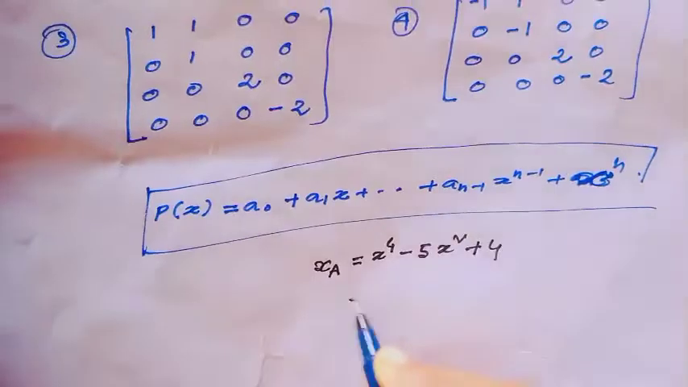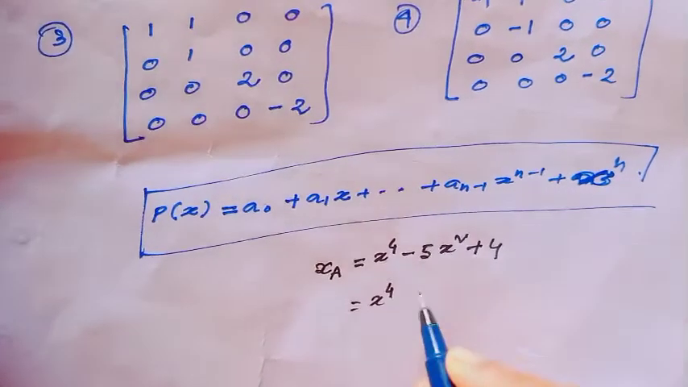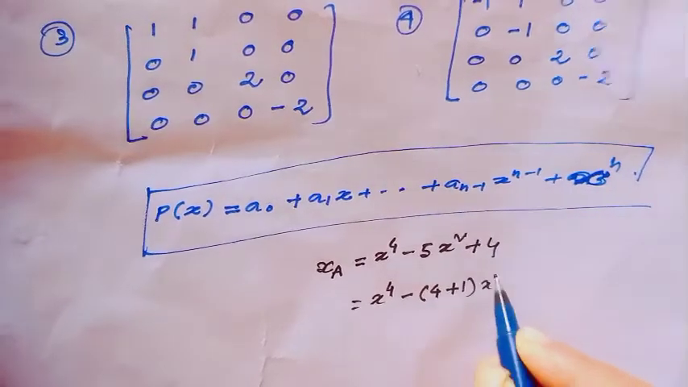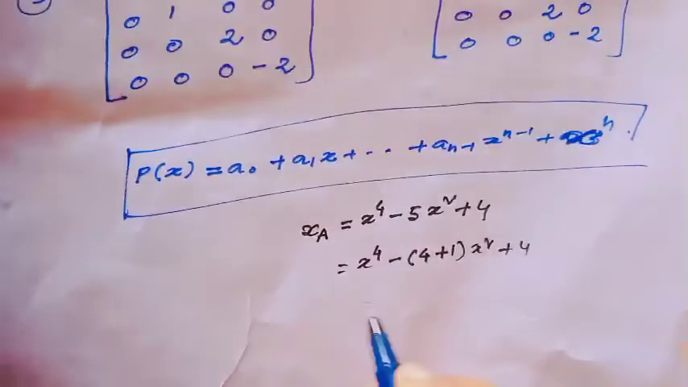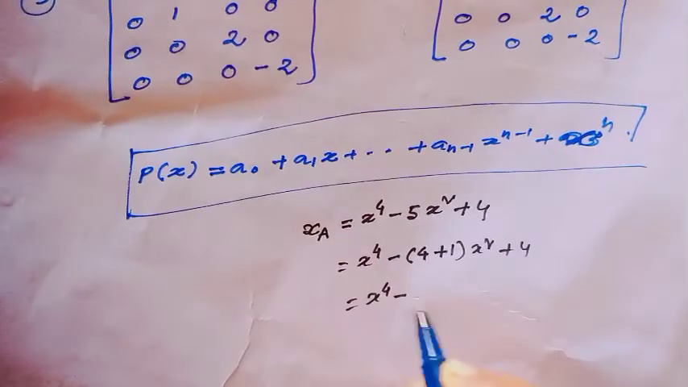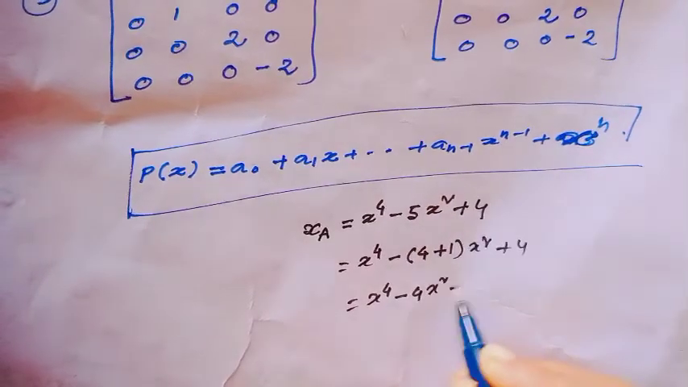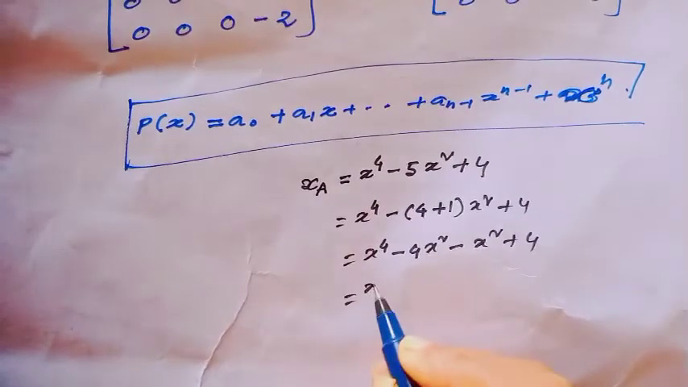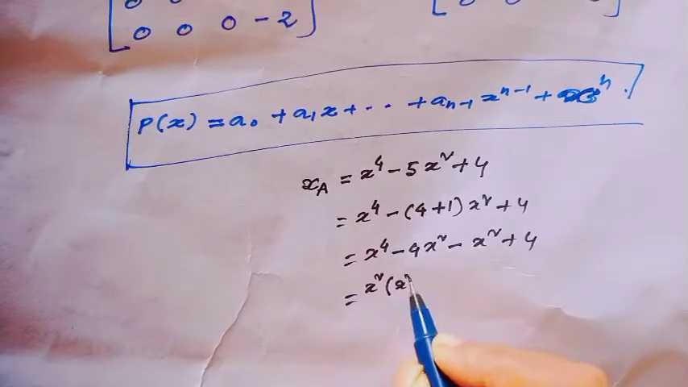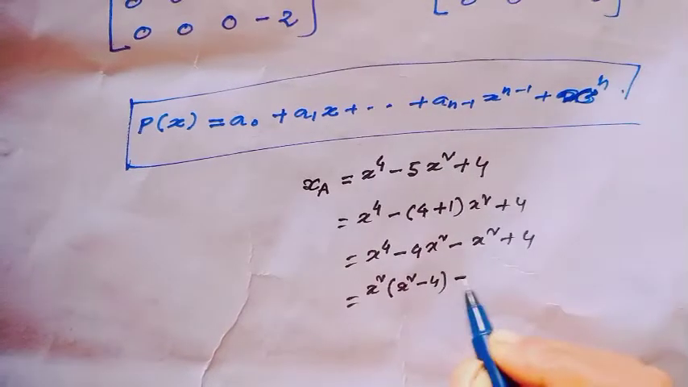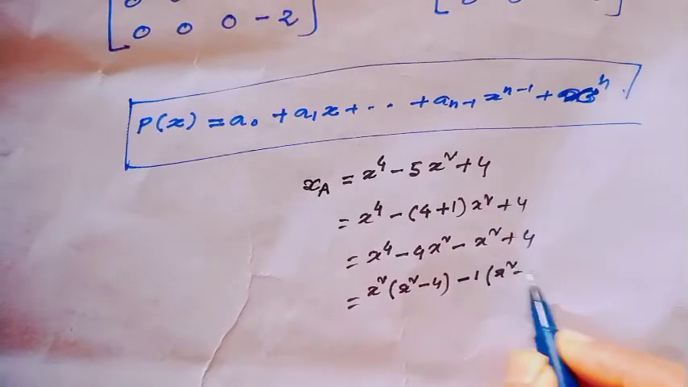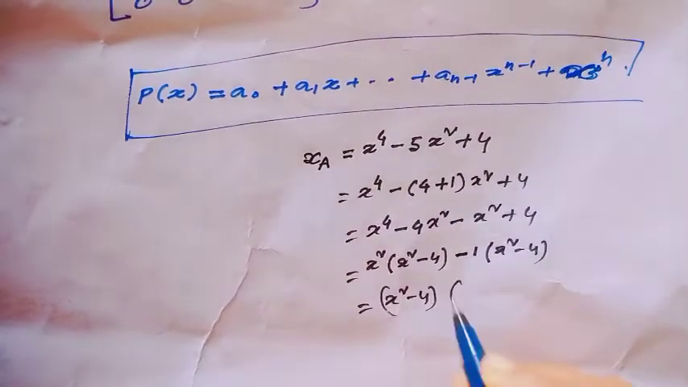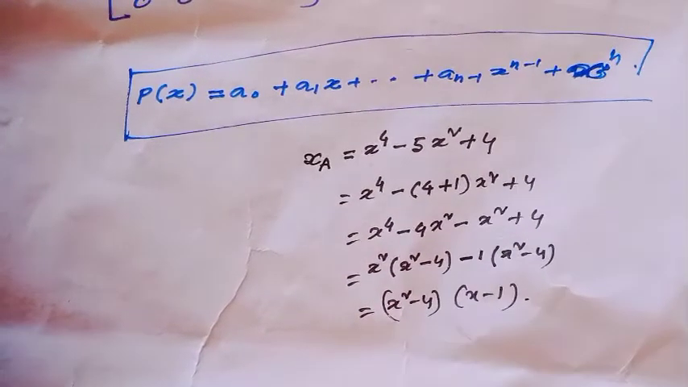The roots of this polynomial: x to the power 4 minus 4 plus 1 x square plus 4, which is equal to x to the power 4 minus 4x square minus x square plus 4. Taking x square common, this would be x square minus 4 minus 1 times x square minus 4, so this would be x square minus 4 times x square minus 1.